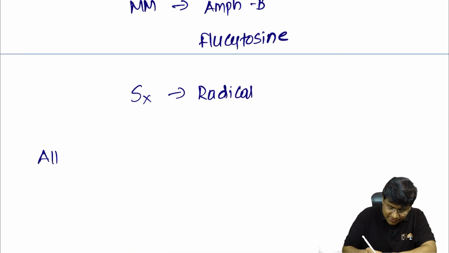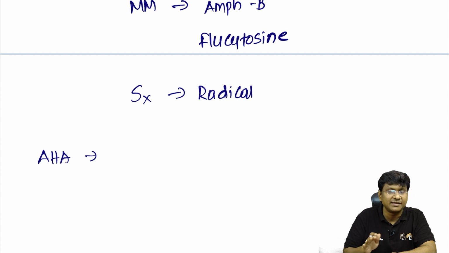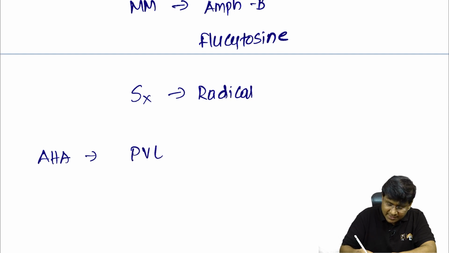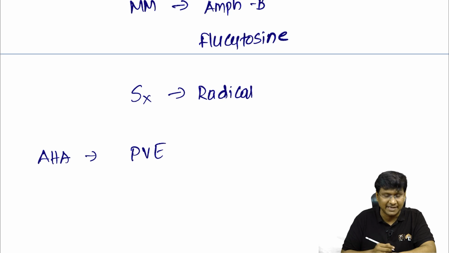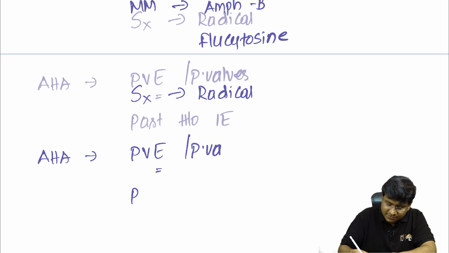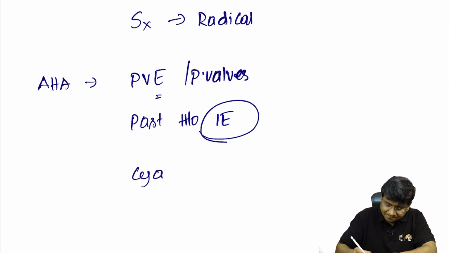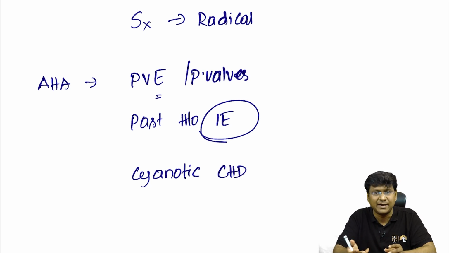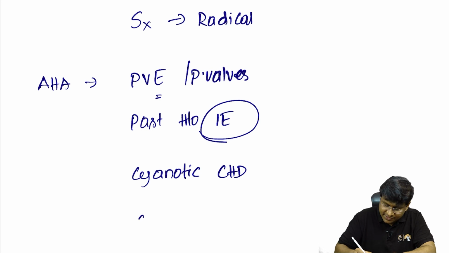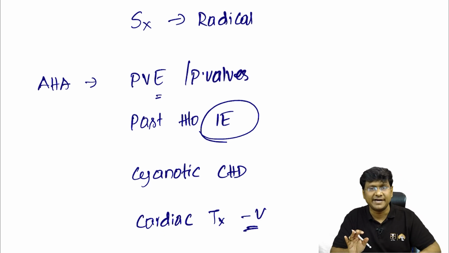According to the American Heart Association, the following clinical scenarios require infective endocarditis prophylaxis before dental procedures. That is the patients with prosthetic valves, right? That is prosthetic valve endocarditis or the presence of prosthetic valves. These patients will require infective endocarditis prophylaxis before the dental procedure. And those patients who have complex cyanotic congenital heart diseases like tetralogy of Fallot will require infective endocarditis prophylaxis. Then the cardiac transplant patients who have developed valvulopathy will require infective endocarditis prophylaxis.